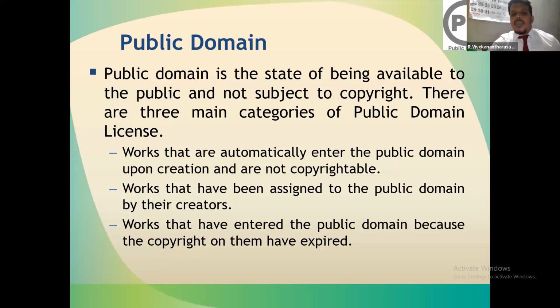Right, the creators have assigned some works to the public domain. That's the second type. The third type: works that have entered the public domain because the copyright on them has expired. So when the copyright expires, that comes under the third type of public domain. So these are the main three types of public domain in open educational resources when doing research.